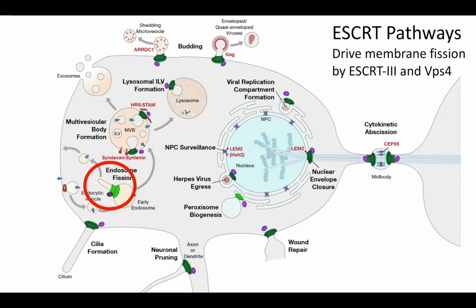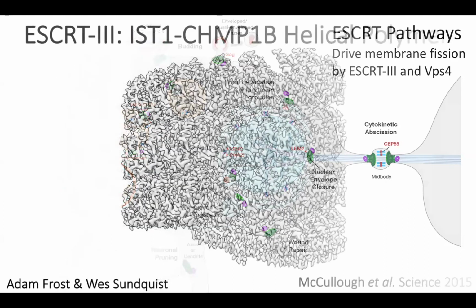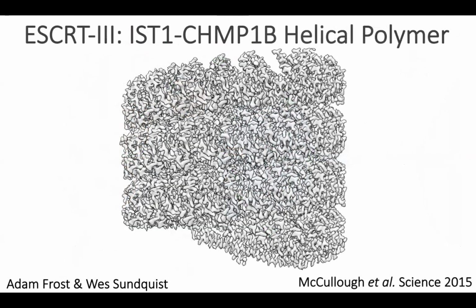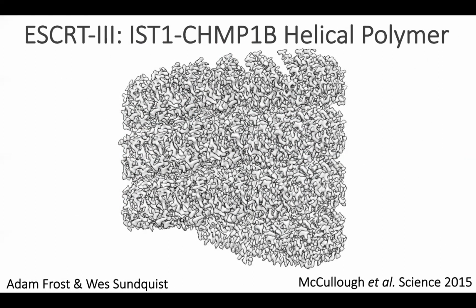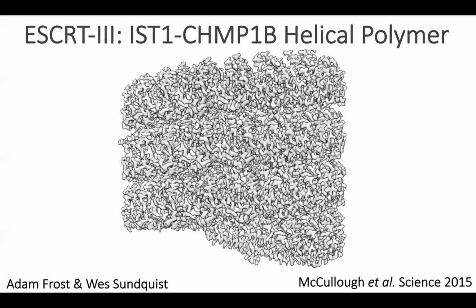Despite that very important caveat, I think that the insights from Adam and Wes's structure are quite important. And so the first of these insights was published a few years ago, and it's a structure of a polymer between IST1 and Chimp1b, the two ESCRT3 subunits involved in this process. And it's very beautiful, as you can imagine, and there are two rings.